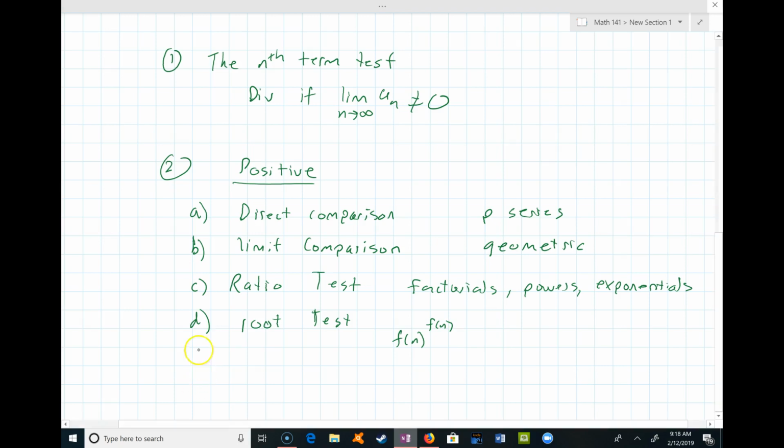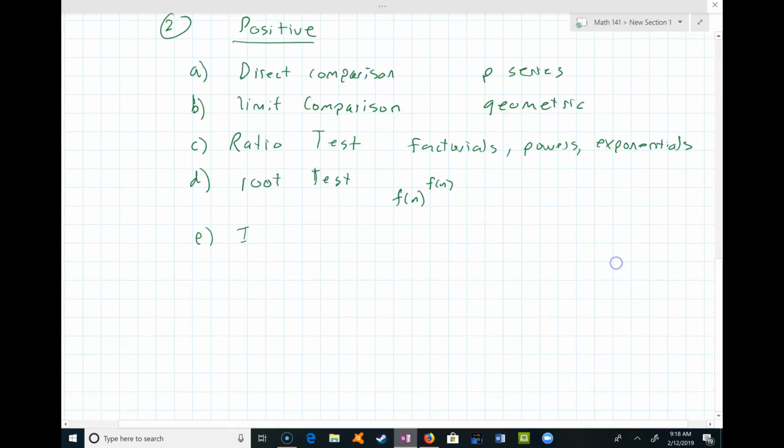And then finally, the other option is the integral test. If it looks like an easy integral and you know the integral looks like it might be converging, then you might go to that right away. But usually it's hard to tell that just by looking at it. So the integral test is often kind of a last resort. If we've tried everything else and nothing else is working, then we go for the integral test. So those are your options with the positive.